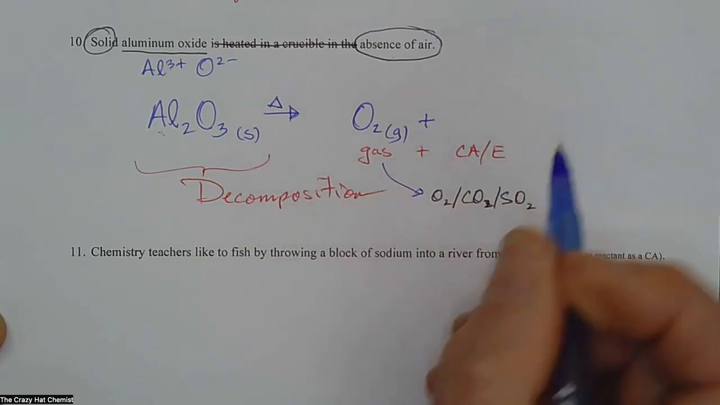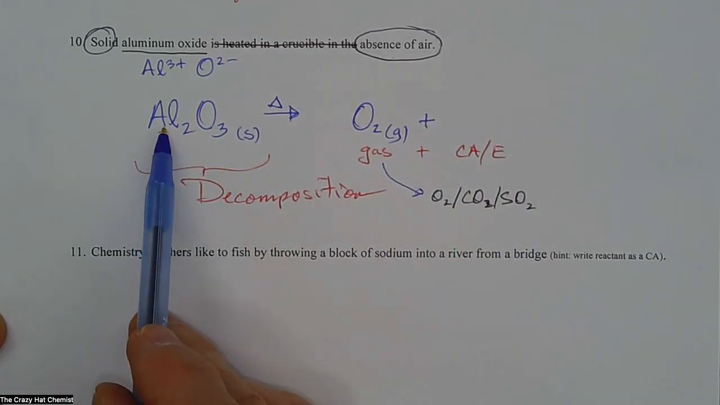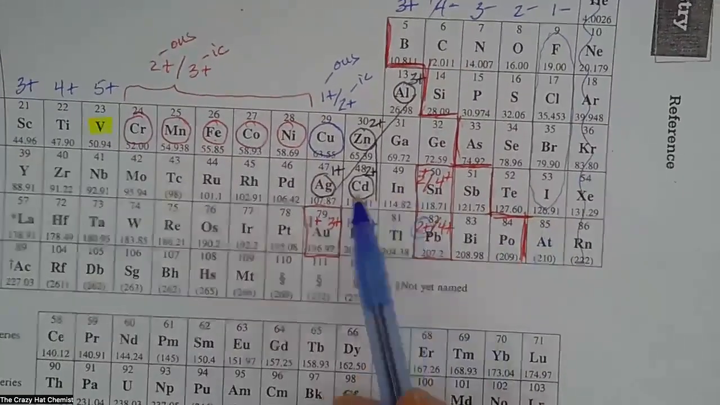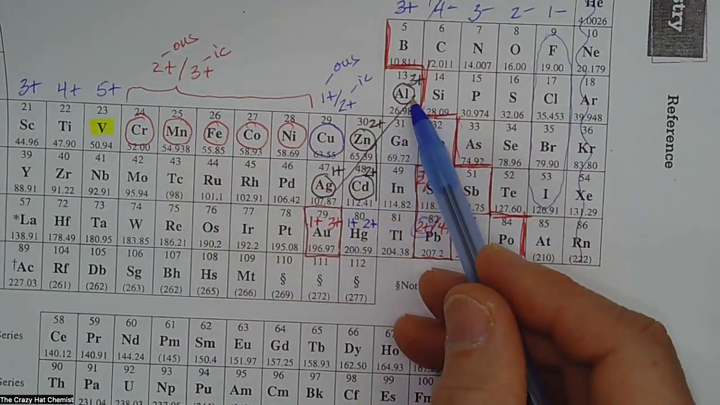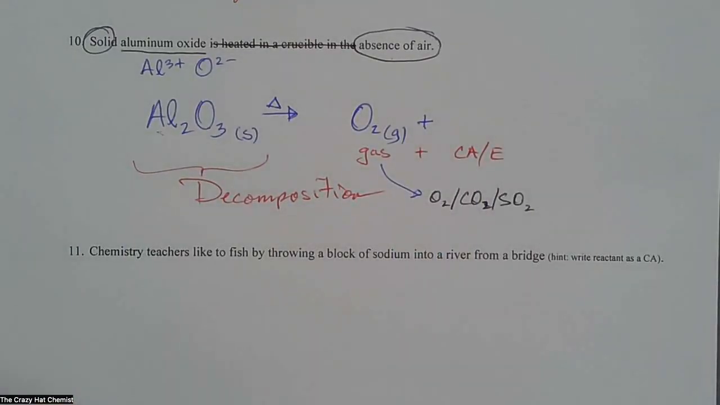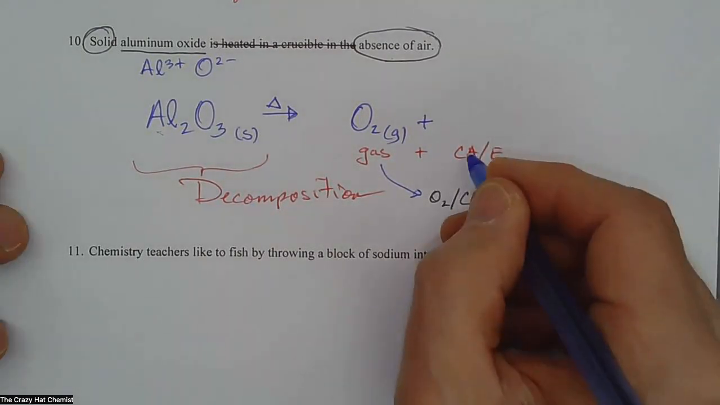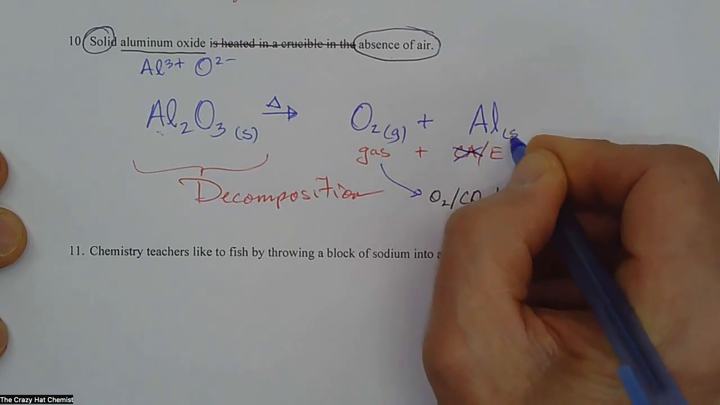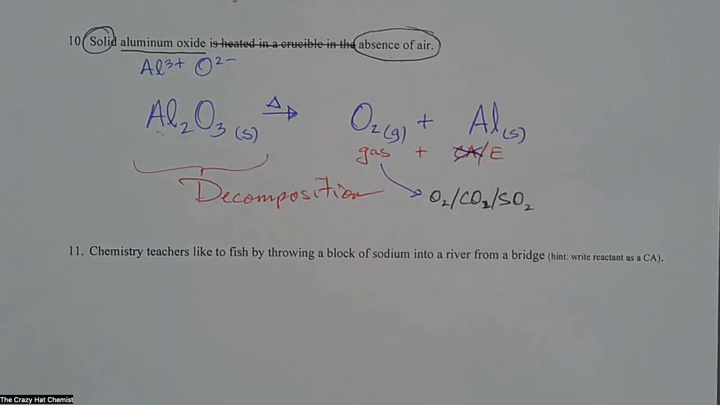And then plus. If there was an alternate charge for aluminum, you would look on your periodic table, but there is only one charge for aluminum. There is no other charge for aluminum. So that means that aluminum cannot combine with the oxide in any way, shape, or form, except by itself. That means that we are going to have aluminum that is a solid in its elemental state. All right.